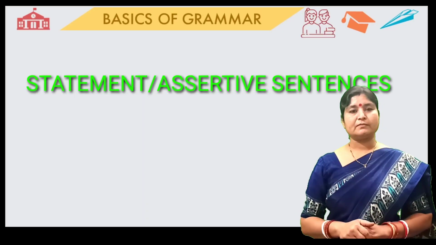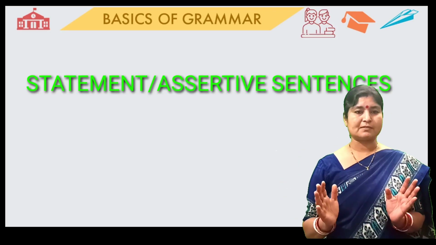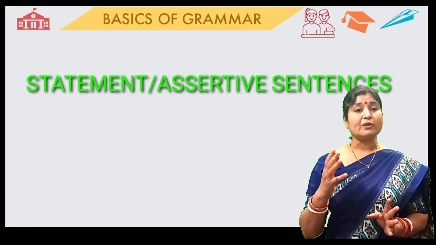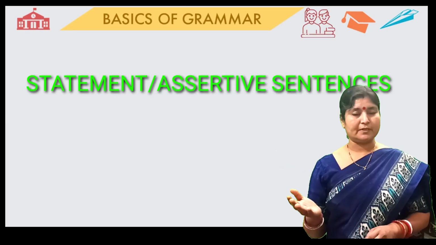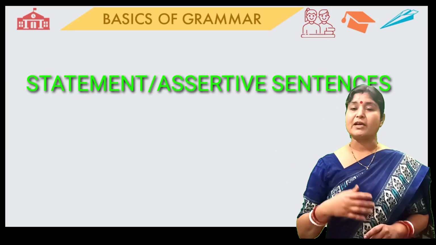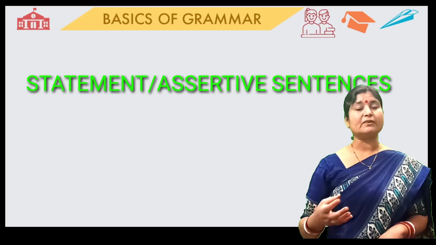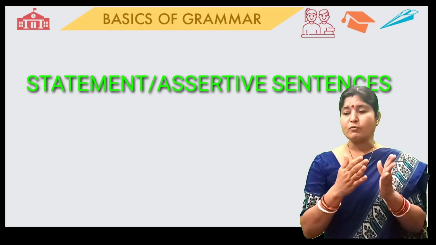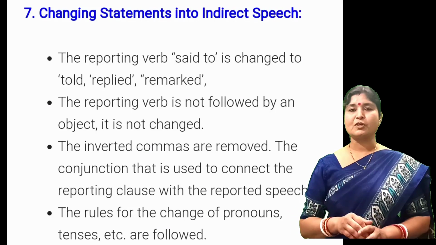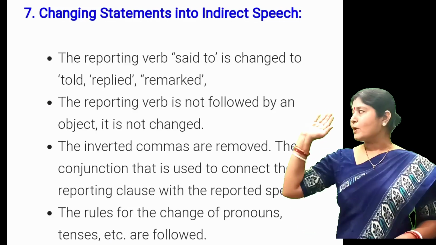As we know, children, while changing from direct to indirect speech, we will get a lot of differences when changing from one kind of sentence to another. For example, while changing a statement, the rules are different. As we know, there are four kinds of sentences. First, the statement or assertive sentence. Next, the question. Third, the imperative sentence. And fourth, the exclamatory sentence. When we change from direct to indirect speech, the rules differ, children. So first, we will discuss changing statements into indirect speech. So what are the rules?